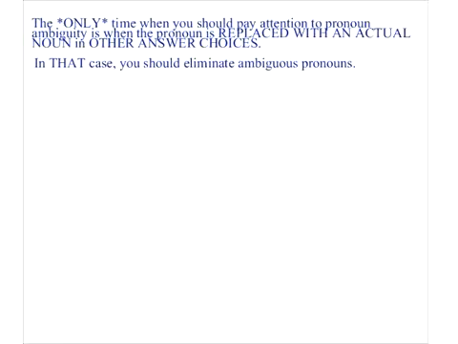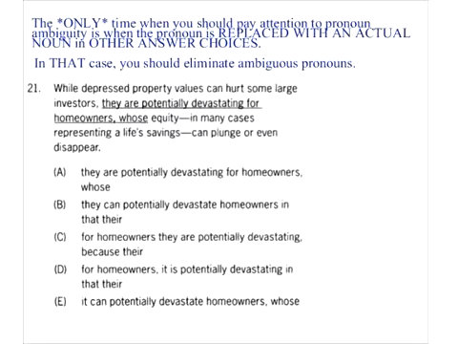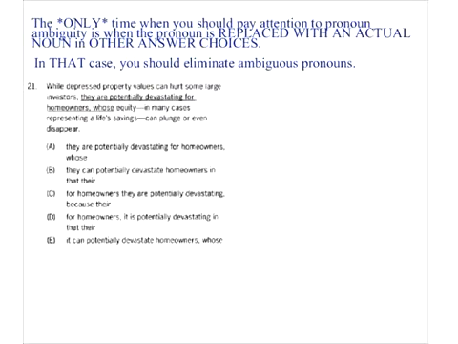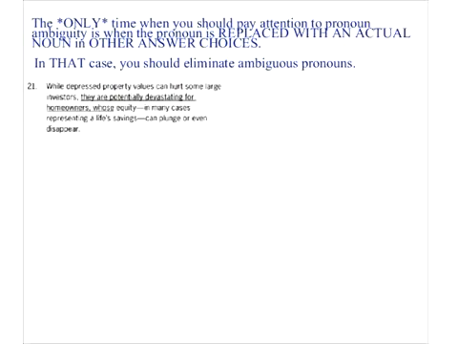Here's another problem in which there's a technically ambiguous pronoun. So there's this one, while depressed property values can hurt. The correct answer here is A, so we don't need to show you the answer choices. Notice that this correct answer contains an ambiguous pronoun. We don't know if it's technically this or if it's this. But we don't care.